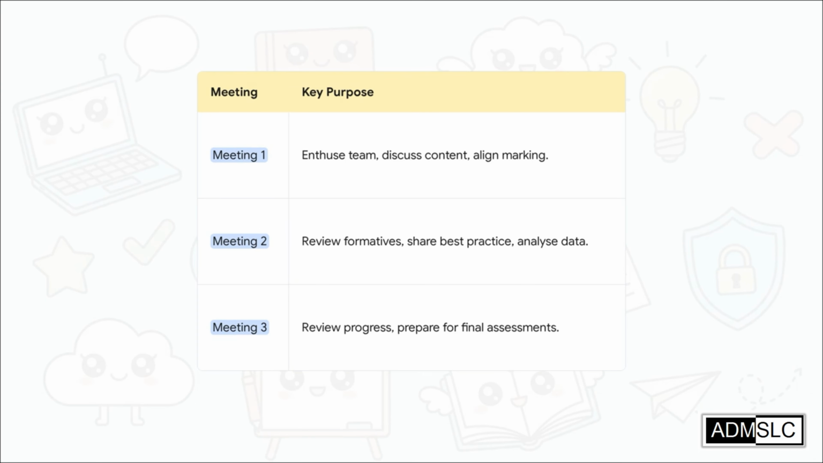Let's just dig into the purpose of each one a little bit more. So today, meeting 1, it's all about kicking things off with great energy. We're going to get everyone sorted with VLE access and get on the same page with marking. Meeting 2, that's our pit stop. We'll look at student data and share best practices. And then meeting 3, that one is laser focused. It's all about getting ready for those final assessments and making absolutely sure our marking is fair and consistent for every single student.